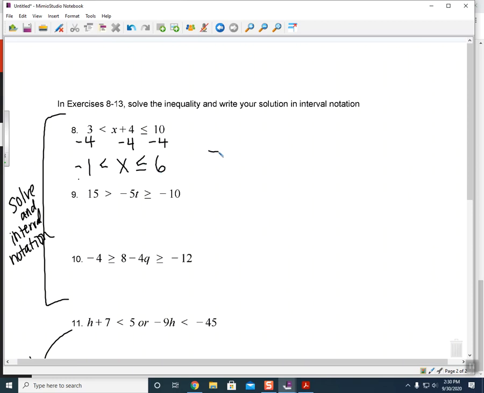So my minimum is negative 1. My maximum is 6. I need to figure out whether it needs a parentheses or a bracket. So my first one, I've got negative 1 is less than x. I'm going to use a parentheses on the left-hand side. I am including 6. X is less than or equal to 6. So a bracket's going to go over here. That's it. I'm done. I finished that one.